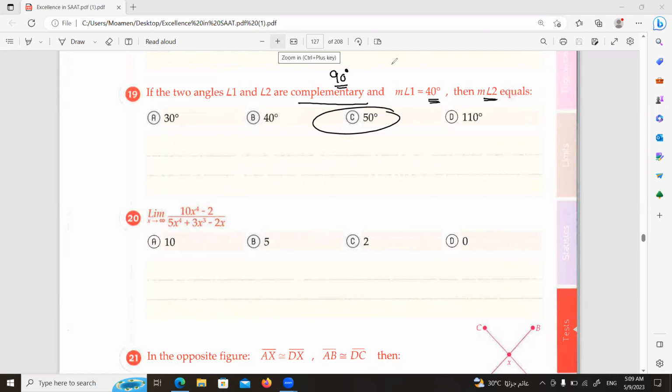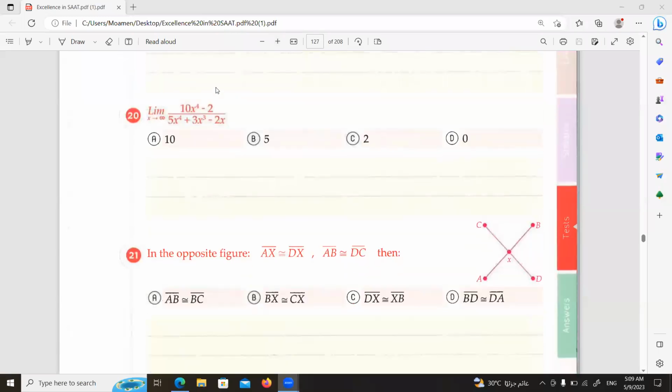ونراجع بسرعة كده. وكلمة يا جماعة supplementary يعني السم 180. يبقى the sum of the two angles is 180. They are supplementary. The sum of the two angles is 90. It's complementary. We going to the next problem, number 20.